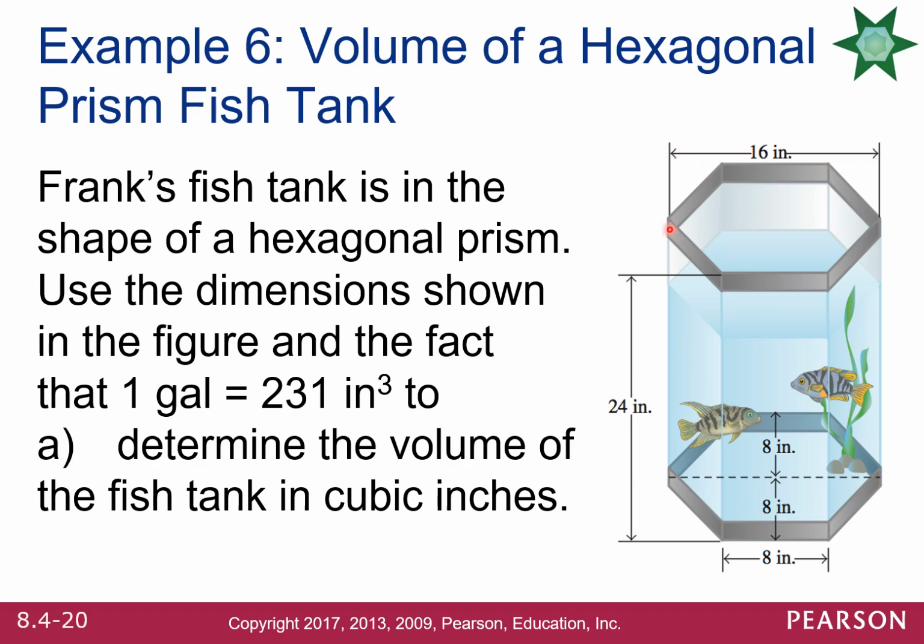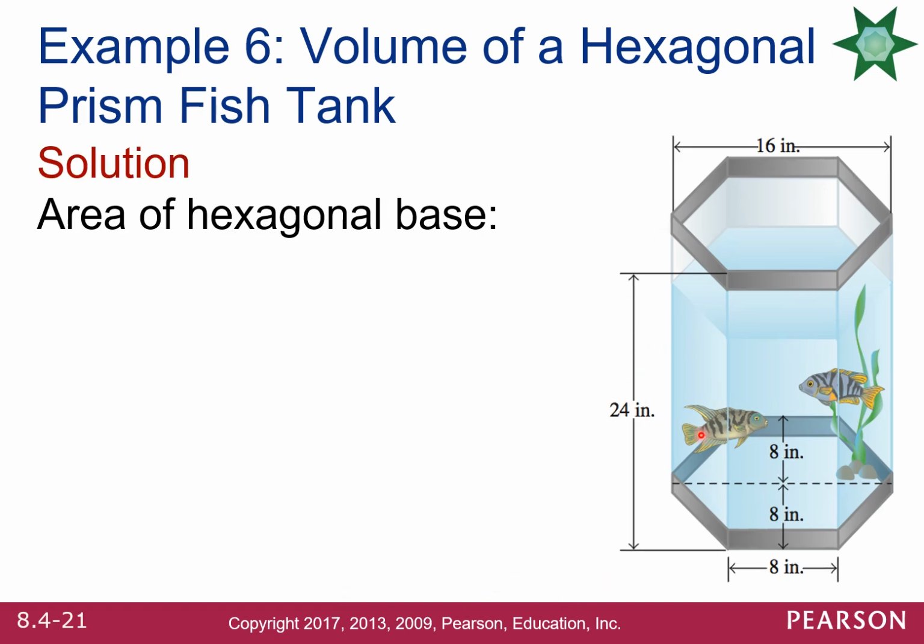All right, from the one edge to the other is 16 inches, and the height of the tank from the bottom to the top edge is 24 inches. So given these measurements, the measurements of the different sides, let's see how we can answer the question to find the volume of the fish tank in cubic inches. So let's see how we can come up with a solution to solve this problem.